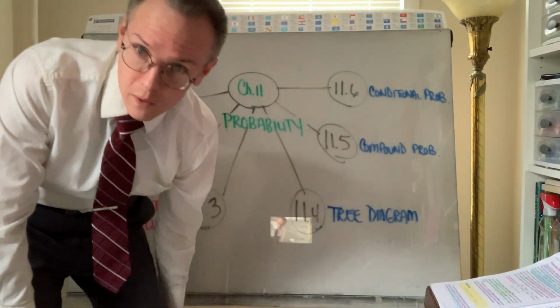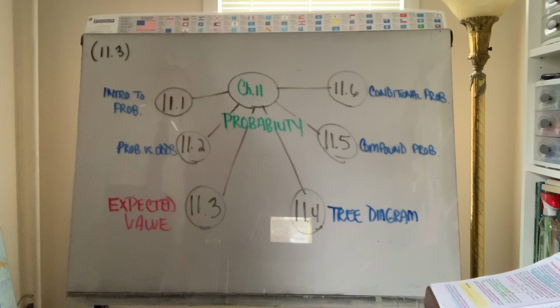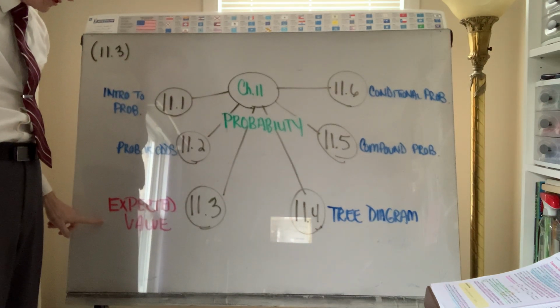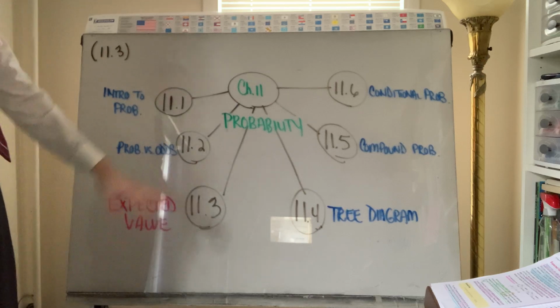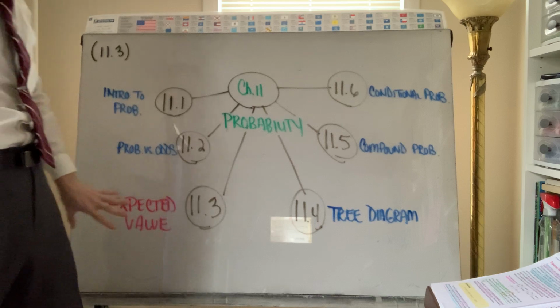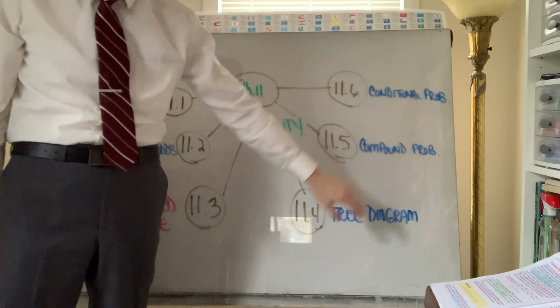Hello again, folks, in 113. Today we're going to be covering section 11.3, which is known as expected value. Here again is that overview where this is where we have been, this is where we are, and this is where eventually we're going.